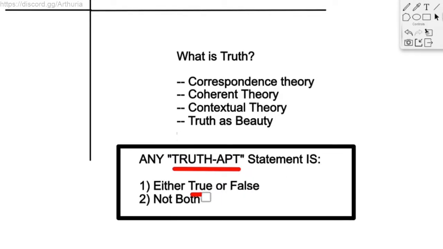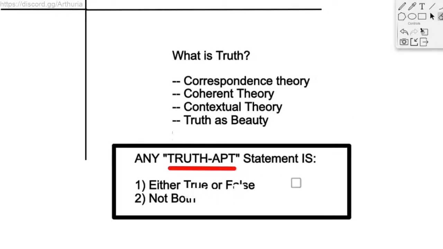But yeah, the other type of non-truth apt statement is exclamations, like "Oh shit, I bumped my toe," for example. That is a non-truth apt statement. Oh shit, right? An exclamation. But again, for the purposes of our logic, we only need this to happen and we only care about truth apt statements, so either true or false or not both.